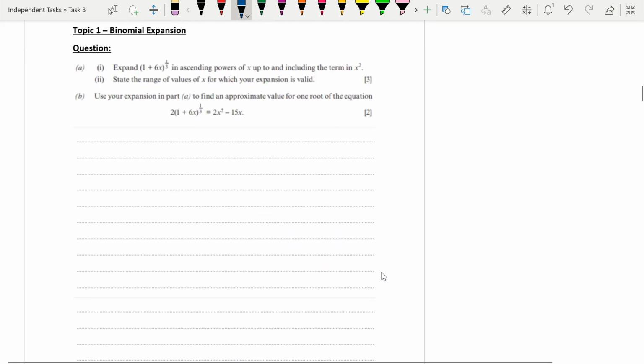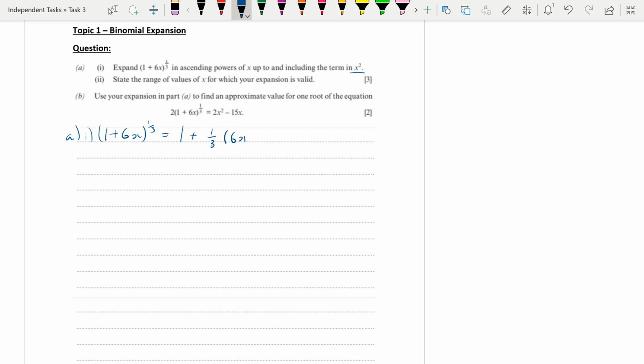Okay, so for the first question, we have a binomial expansion. It tells me to expand for part A, 1 plus 6x to the third in ascending powers of x up to and including x squared. So I want up to x squared here. So I'm going to use my formula in my booklet. So first one's 1 plus n, which would be a third, times 6x, plus, and the next one's going to be a third, so n, then in brackets, n minus 1, so a third minus 1, all over, in this case, 2 factorial, and I'm going to have 6x and then all squared.